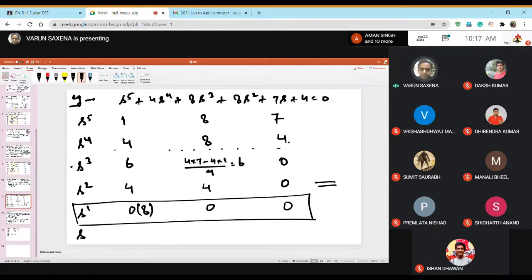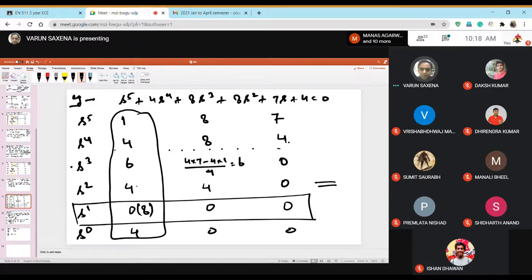So then you proceed further, you come over here. So this becomes 8 into 4, 0 into 4 divided by 8. So that is 4, and everything else remains. So now fundamentally, if you look at this row, you have 1, you have 4, you have 6, you have 4, you have 8, you have 4. No sign change. Therefore, no roots on the right hand side of the S plane. The system is fundamentally stable. So this is stable.